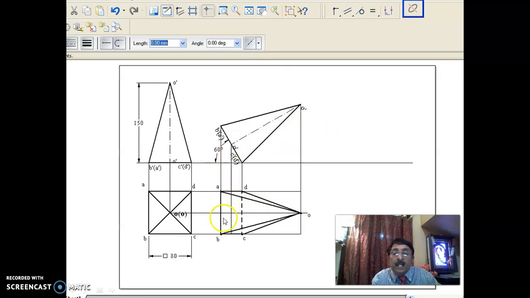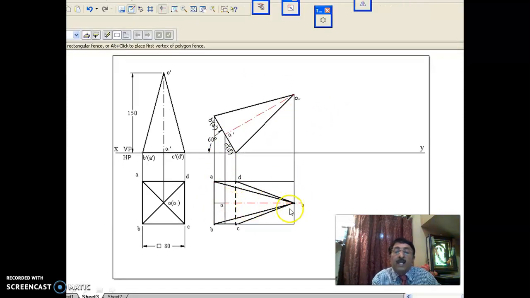And finally, I'll take the axis here and I'll complete the axis. Now, this is the second stage top view we call it. As you are aware, the first stage front view will be same as the second stage front view because it is tilted parallel to VP. This front view and this front view are the same.